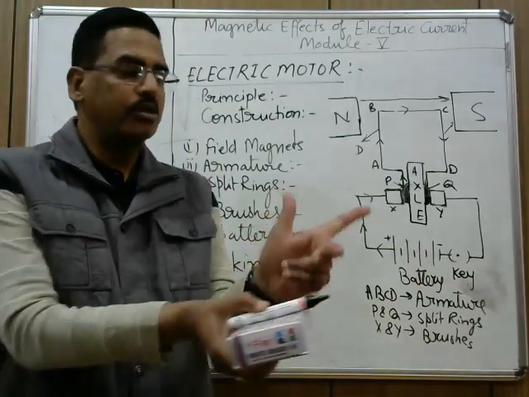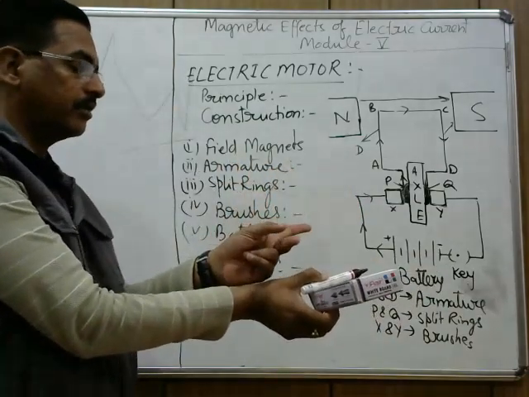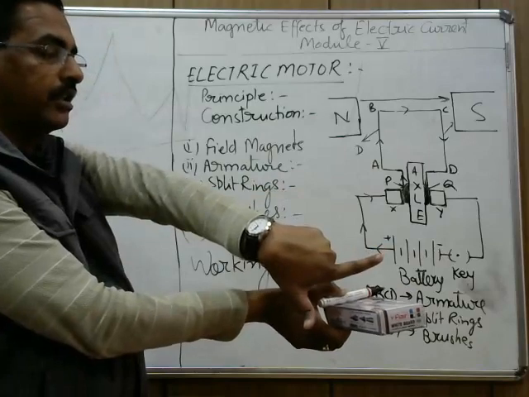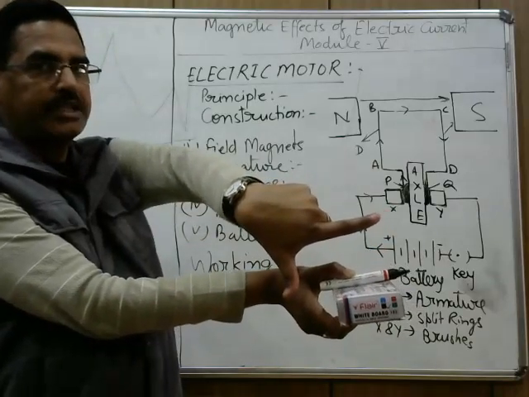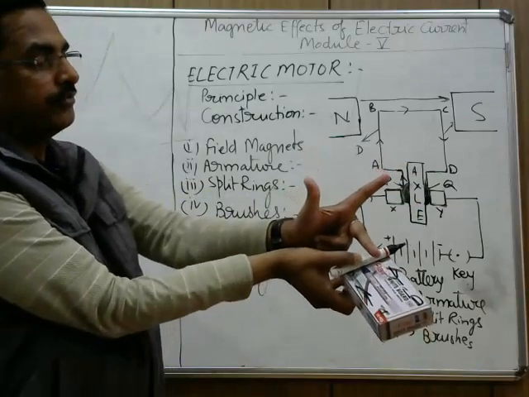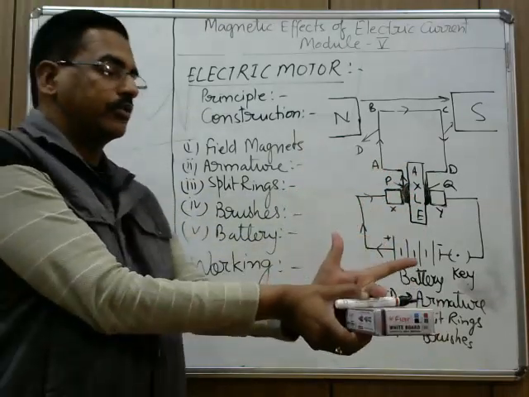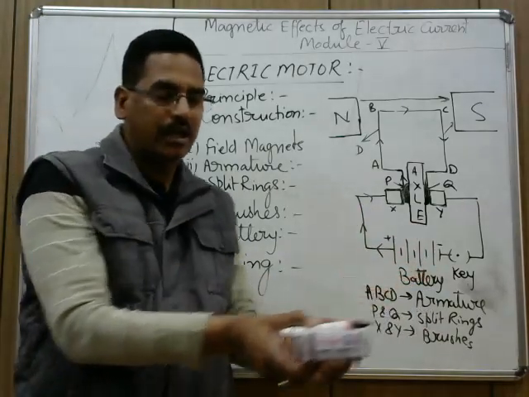So as I told you, this is C, the direction of current. This is the direction of current. This is the magnetic field. So the thumb is indicating downward force. Now on this side, C, this is the direction of current, C to D. This is the magnetic field. So the thumb is indicating force upward.